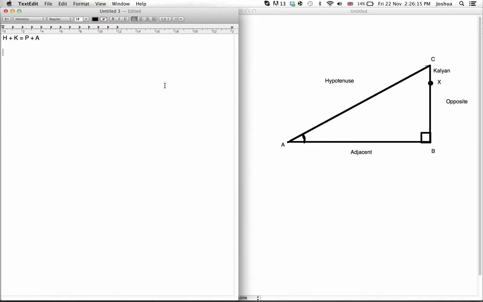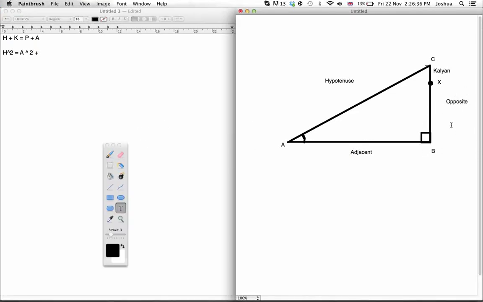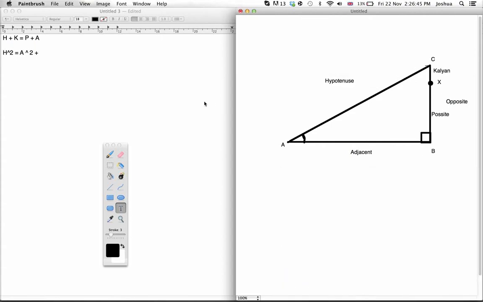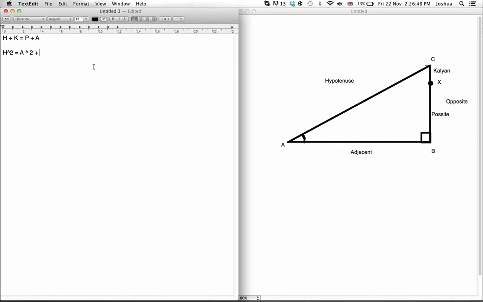We know that the hypotenuse squared is equal to the adjacent squared plus the opposite squared. So you can symbolize this by saying h squared is equal to a squared plus, and hang on a minute, we can't just say opposite squared because opposite's only this length because I've just renamed it. I might just call this the posit, just so we don't get any confusion. The posit. Good. So the opposite is P plus K, all squared. That should be right, guys.